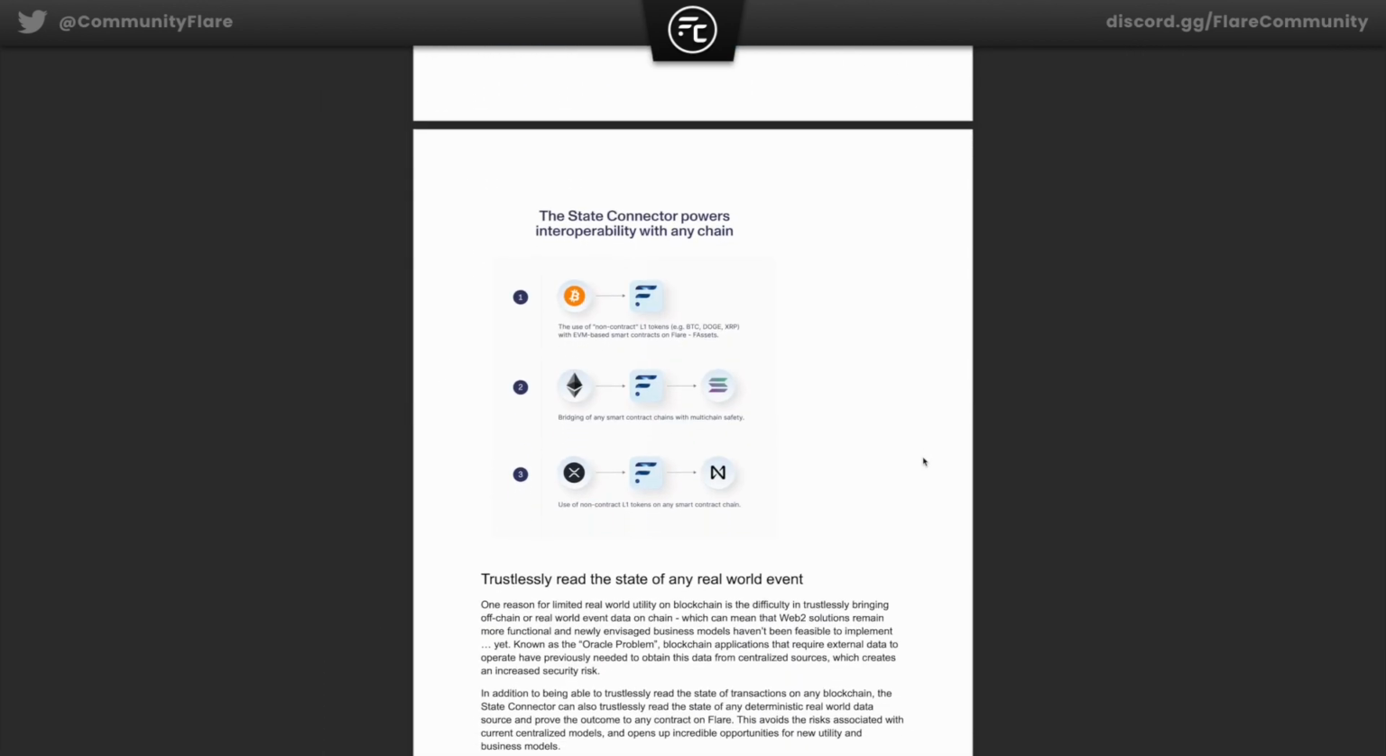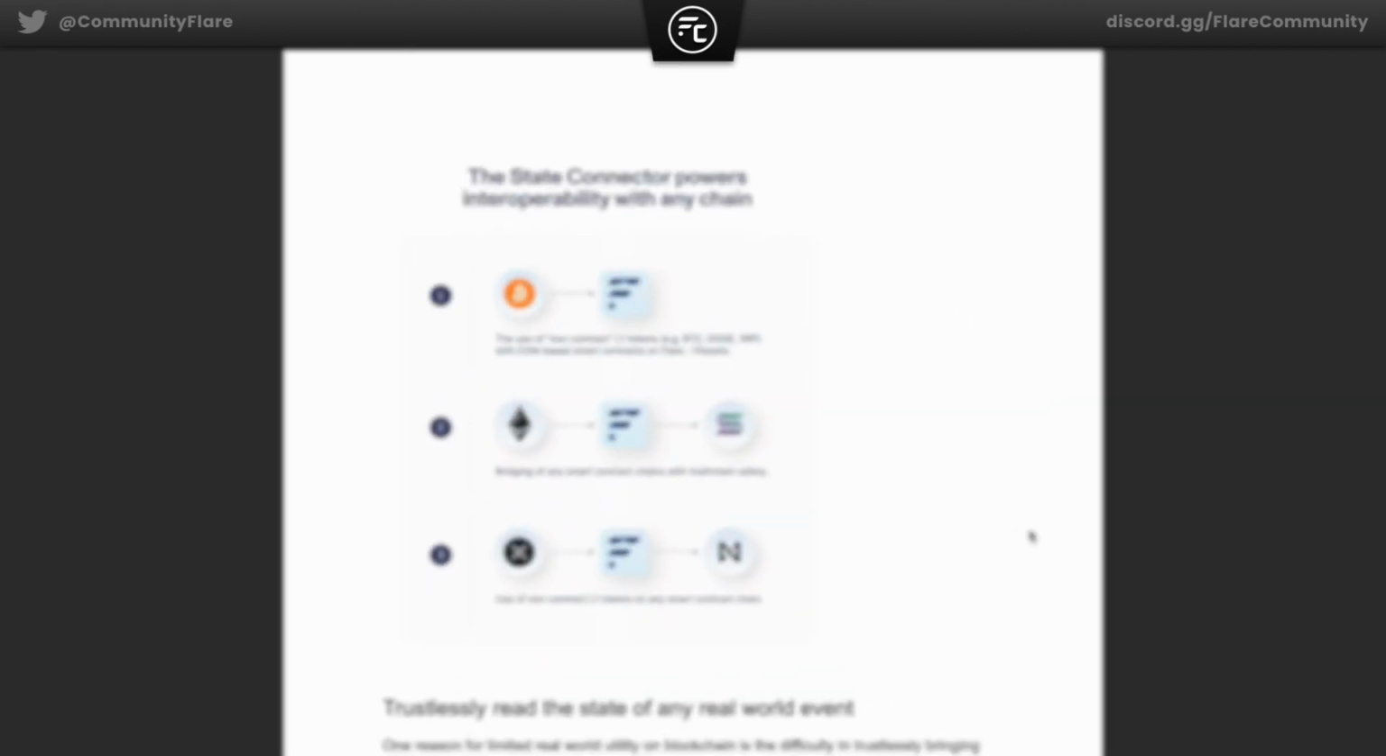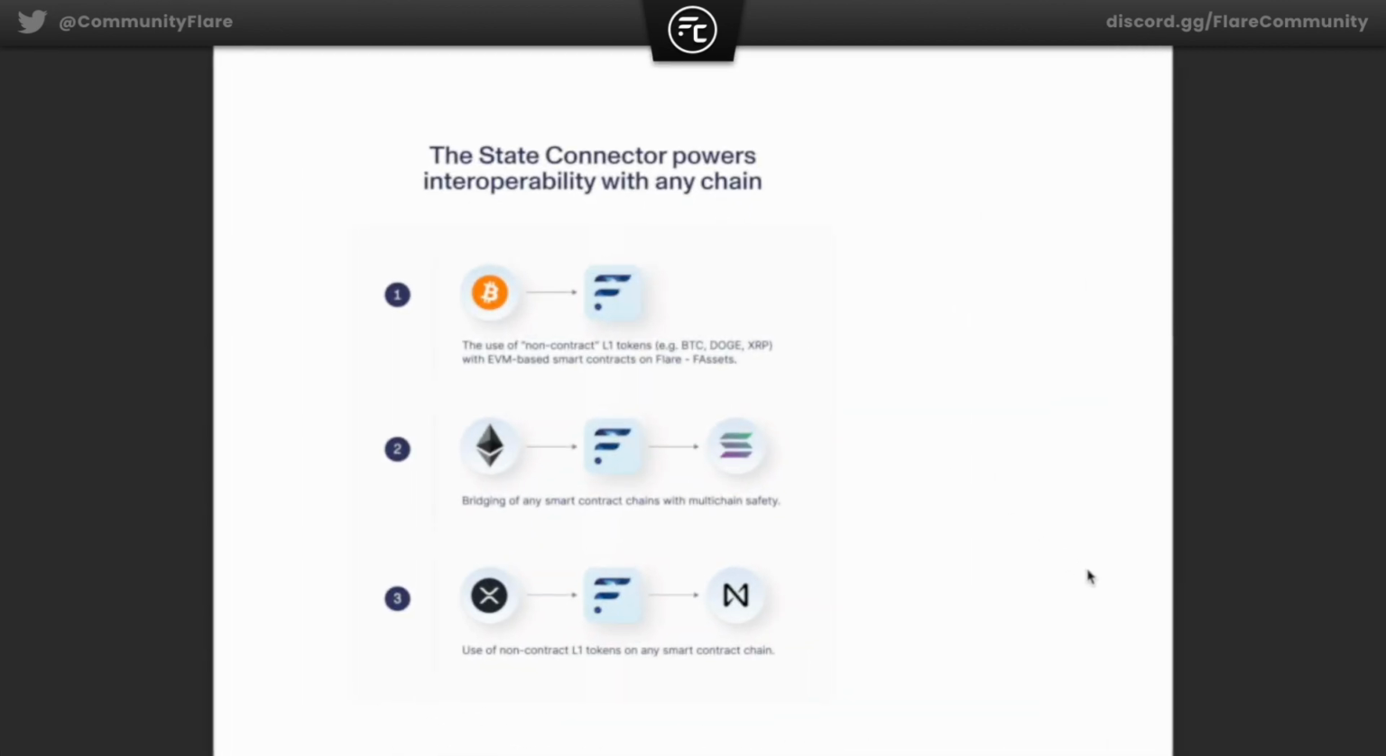So again, here we go. The State Connector powers interoperability with any chain. And here we have three different examples. First example is the use of non-contract layer one tokens such as Bitcoin, Dogecoin, XLM, with Ethereum virtual machine based smart contracts on Flare as F assets.